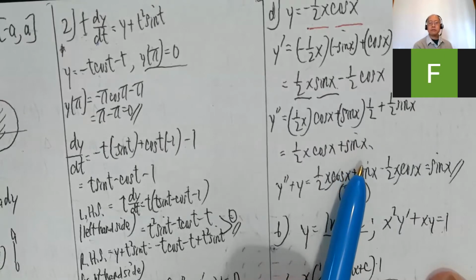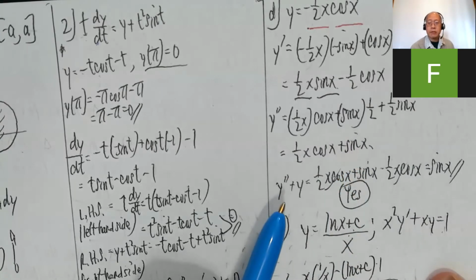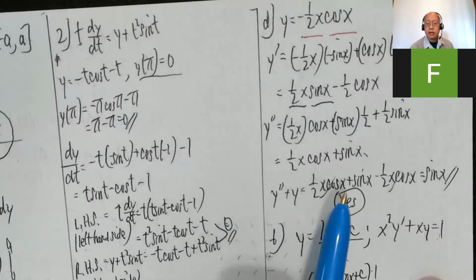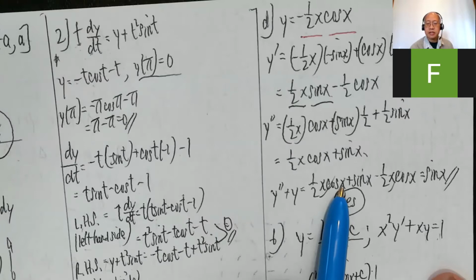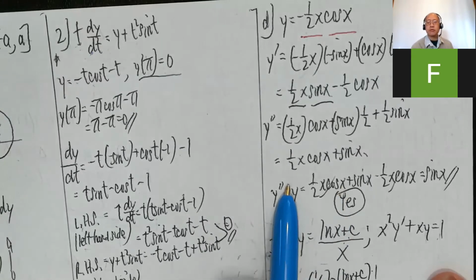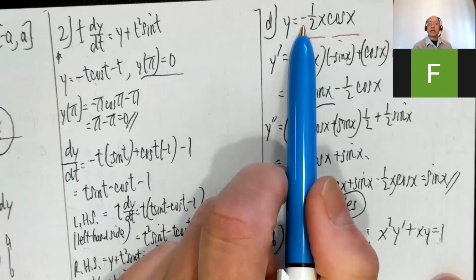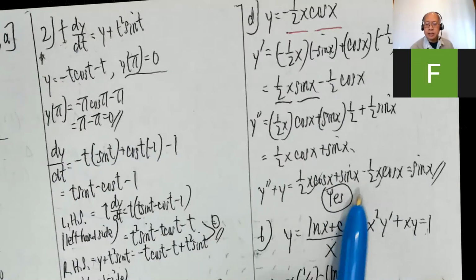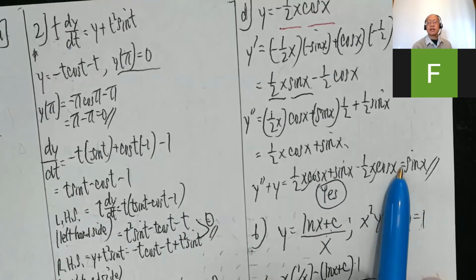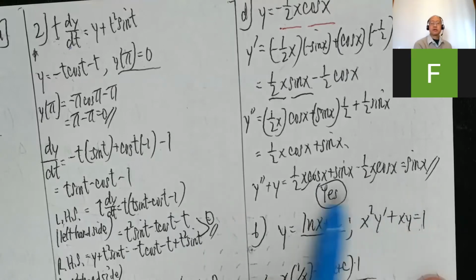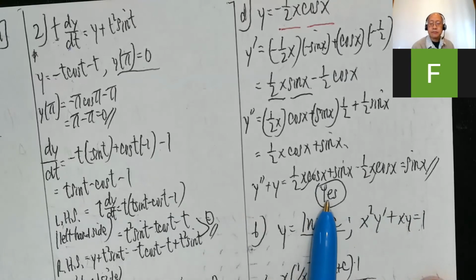All right, so there we go. So y double prime plus y, let's try it. So here was the y double prime, 1/2 x cosine x plus sine x, plus y, the original y was negative 1/2 x cosine x, and lo and behold, that cancels that. You do indeed get sine of x. So D is a yes.